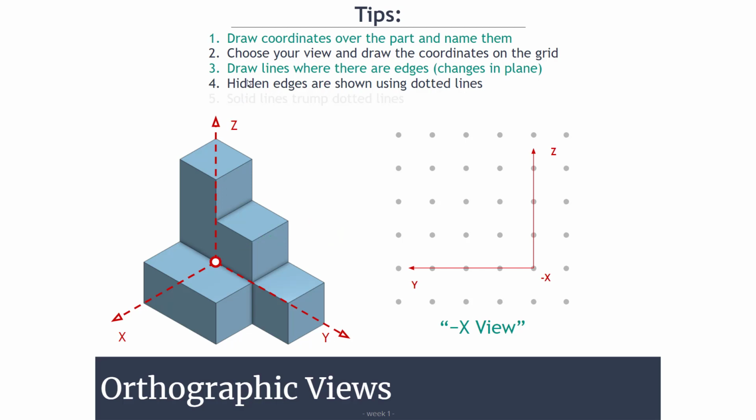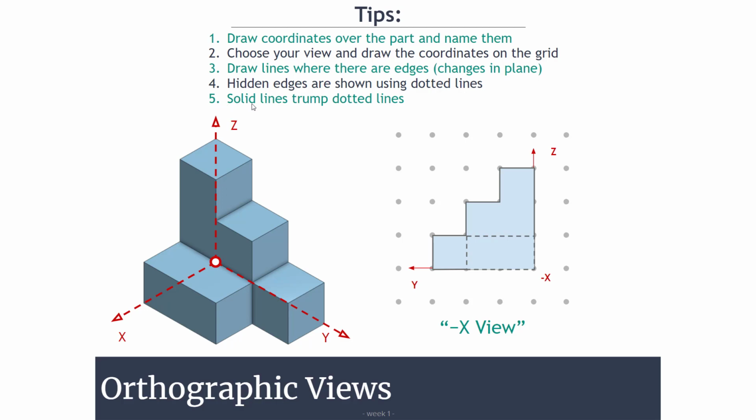And then, let's see. Draw lines where there are edges. Change the plane. Okay, so we draw this staircase thing. So far, so good. Hidden edges are shown using dotted lines. Okay, good. We are on the right track. This is that back piece right here that's floating around.